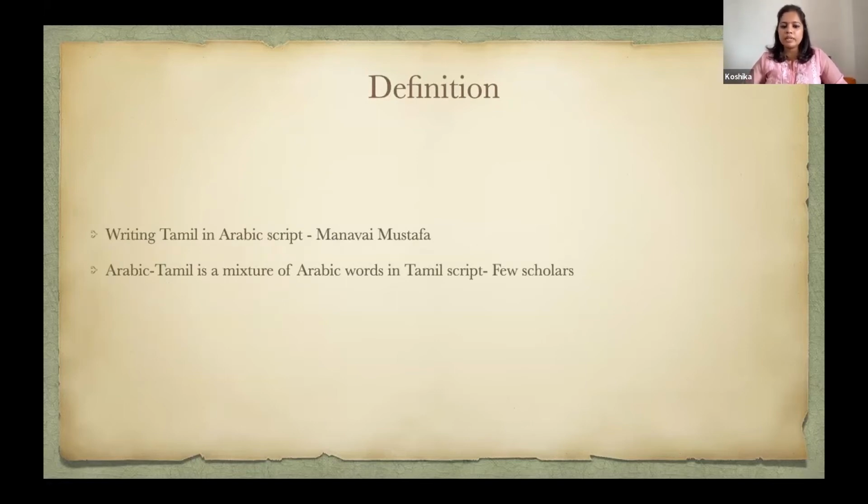This is the definition given by two scholars. One is Manavai Mustafa. He says that it's Tamil written in Arabic script. So writing Tamil in Arabic script is called Arabic Tamil or Arabi. I'll use the term Arabi from now on. And other scholars have a definition saying that Arabic Tamil is a mixture of Arabic words in Tamil script.